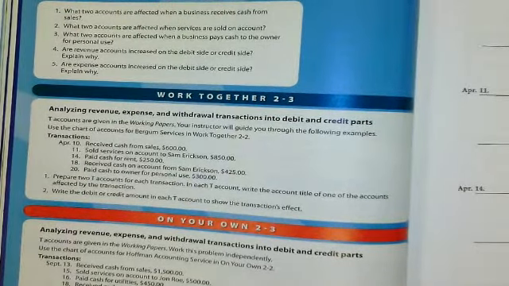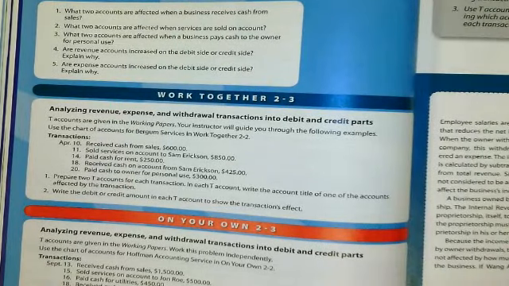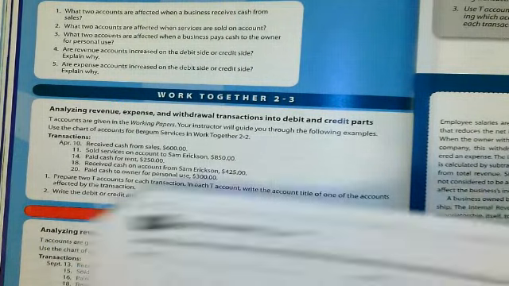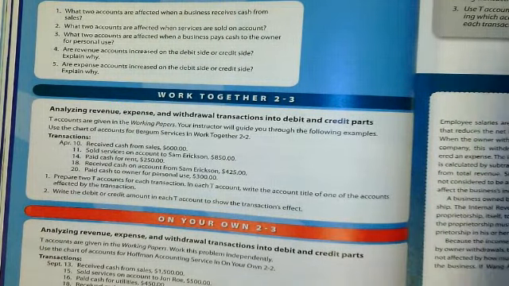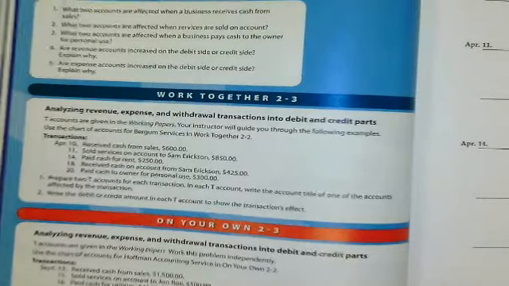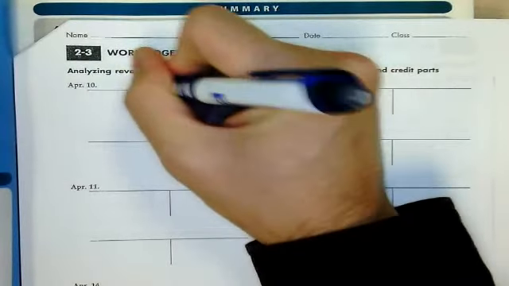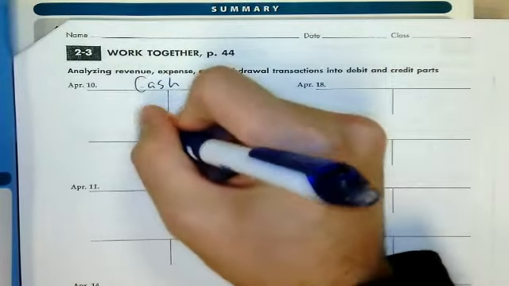So the first thing you need to figure out is what two accounts are affected. So what two accounts are affected on April 10th? Cash and sales. Good. So we have cash and sales.